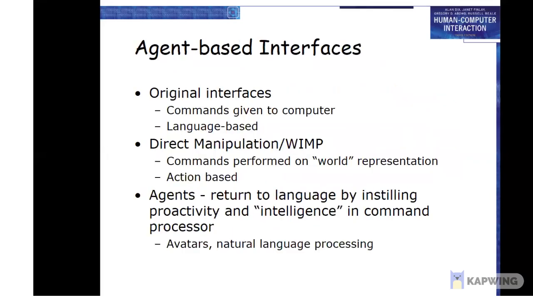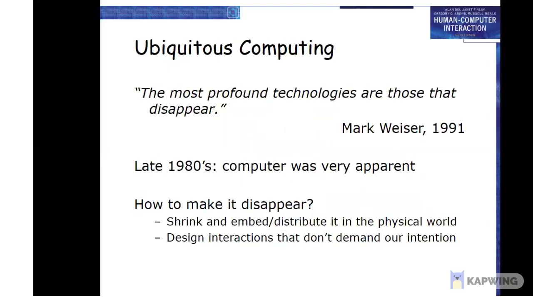Then agent-based interface. In agent-based interface, the original interface, direct manipulation, and agents. In the original interface, commands are given to the computer which are language-based. Direct manipulation, commands refer to a representation. Action, which was action-based. And agents return to language by instilling proactivity and intelligence in the command processor. Some examples: Apple's Knowledge Navigator, natural language processing was used.